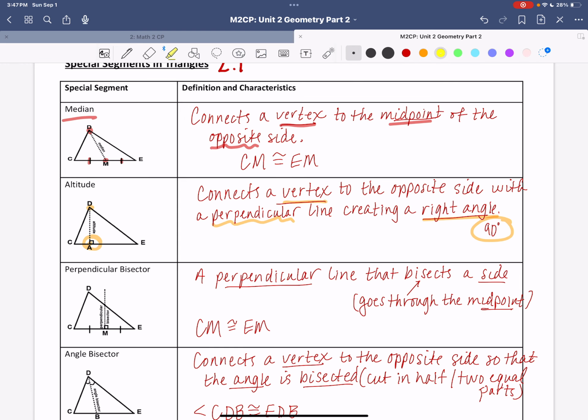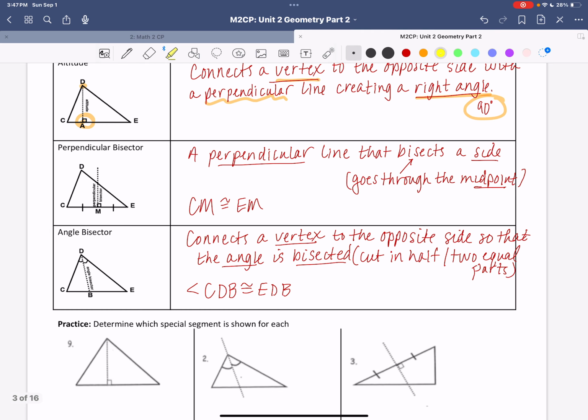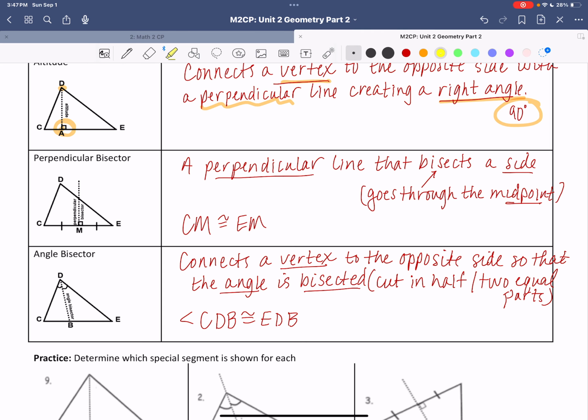Then we have perpendicular bisector. So perpendicular means it forms a right angle, 90 degrees. You see that right here. Line bisects, so bisects means it goes through the midpoint of a side. So right here, this line is the midpoint, so you see this side is equivalent to this side. So CM is the same length as EM, and it forms 90 degrees.